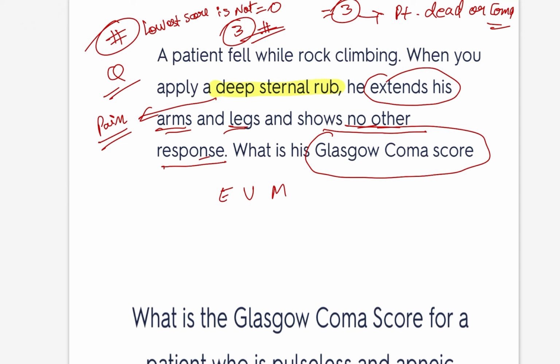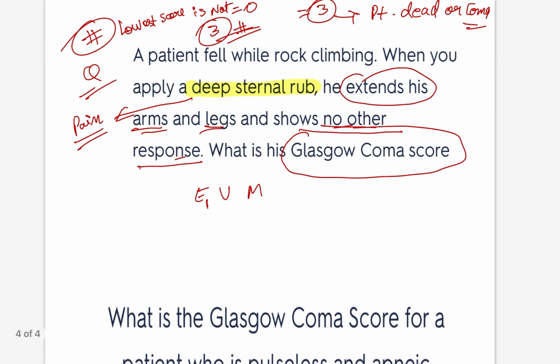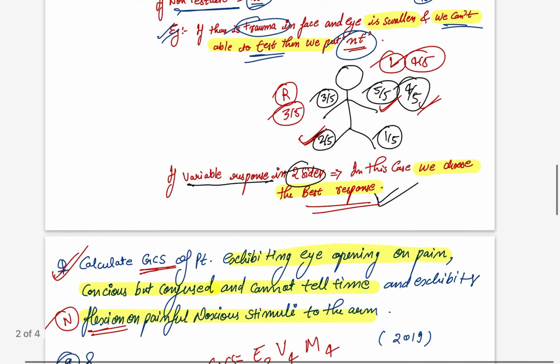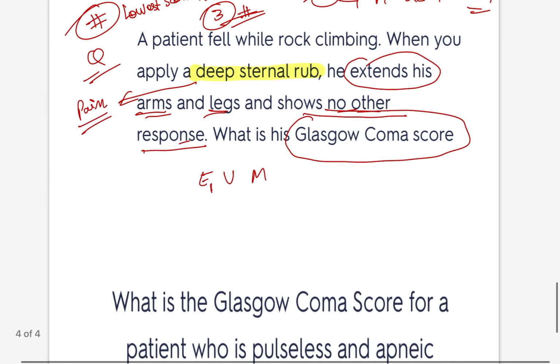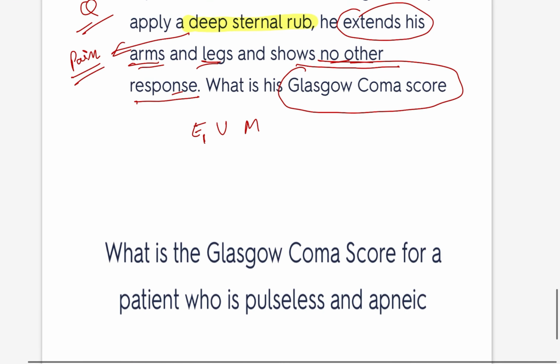See, I am still confusing. So don't be confused. So it's E1. And here, when you apply a deep external rub, he extends his arm. He is not flexing, he is extending. So what is extension? Extension is 2. So 2, so we have to write M2.